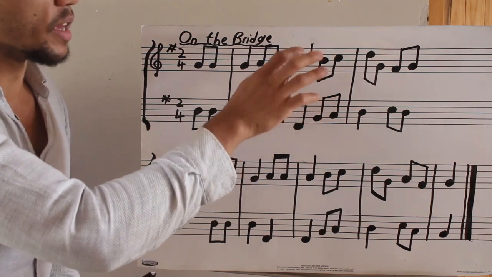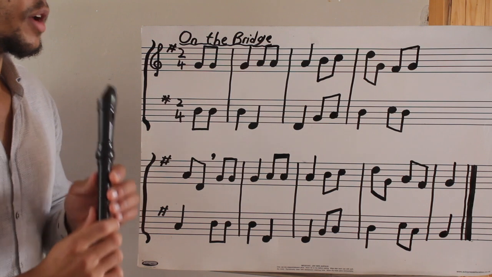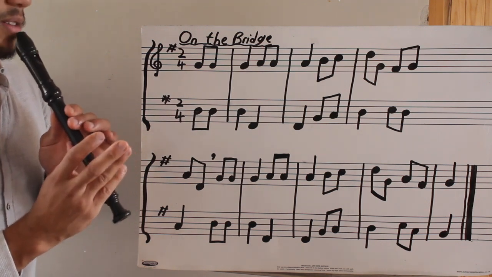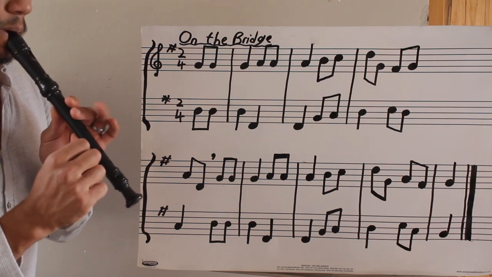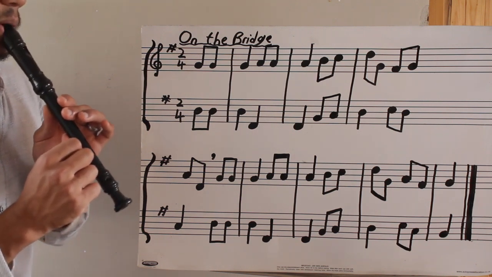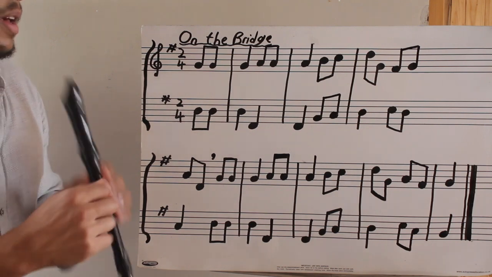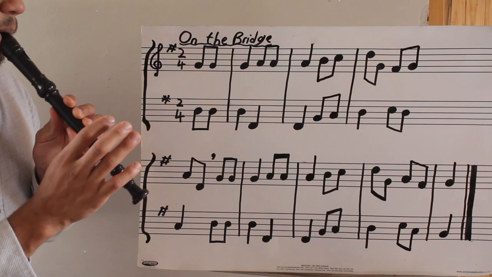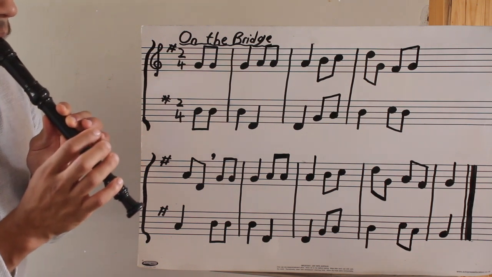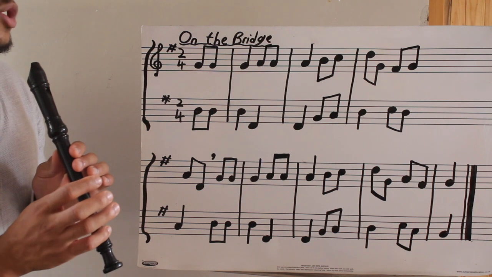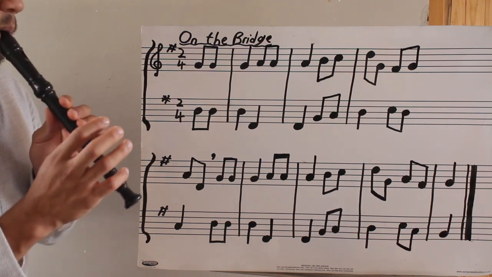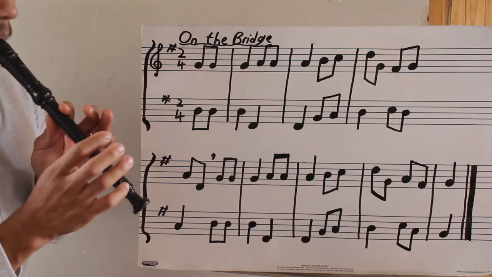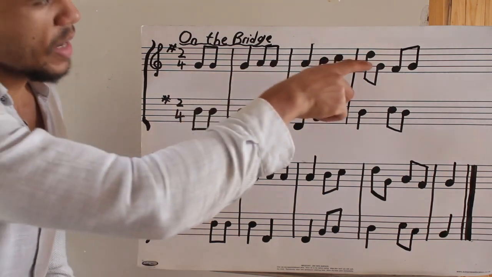So let's try this bar number 3. A, B, C. 1, 2. Again. Let's try to get bar 1 up until bar 3. Slow it down. All right.